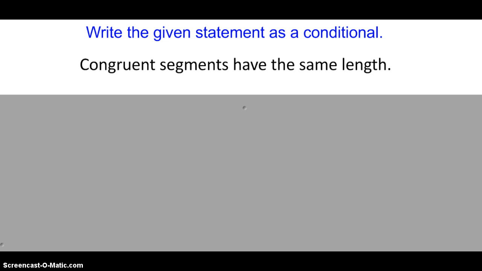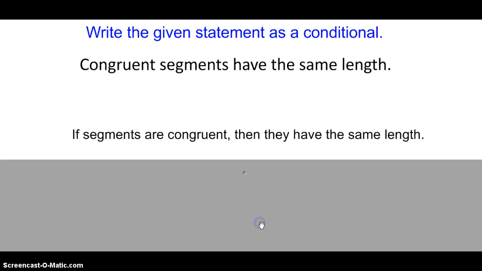So let's practice writing conditionals. It says write the given statement as a conditional. Our statement is congruent segments have the same length. So we have to think about what's the hypothesis and what's the conclusion. So if what, then what do we know? So we know that if there's segments that are congruent, then they're going to have the same length. So that's what we're going to write. If segments are congruent, then they have the same length. If we want to identify our hypothesis and conclusion, here's our hypothesis, and then here is our conclusion.